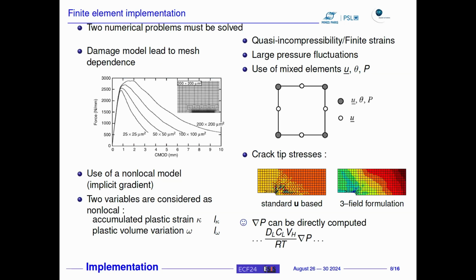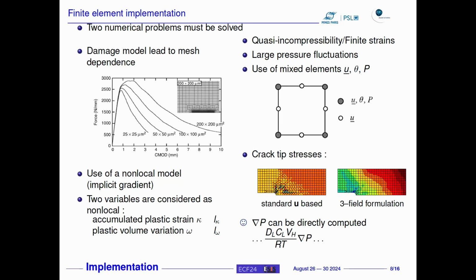Okay. Now a few hints about the implementation. There are several numerical issues when you do that. First of all, and it's not related to hydrogen, we have a constitutive equation that leads to failure. That means that the material is softening. And if you do that and use displacement-based finite elements, then when you decrease the mesh size, you get different load-displacement curves, and there is no convergence. So there's something you must do about it.